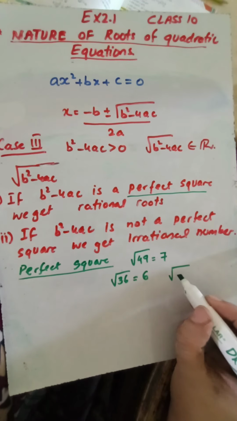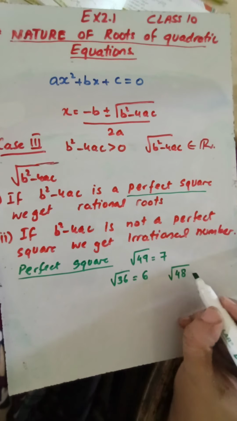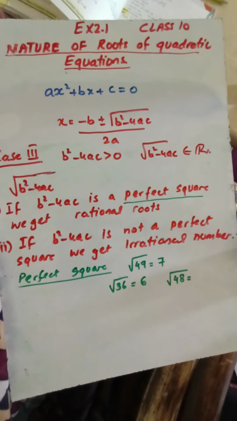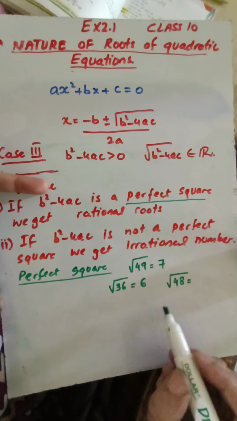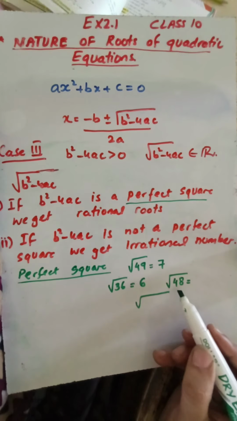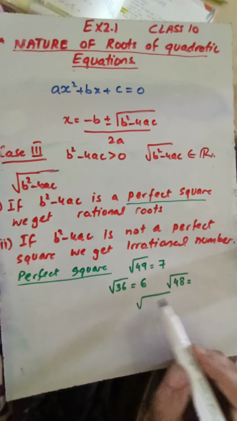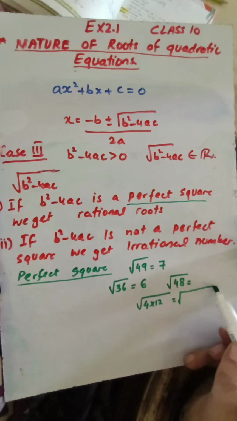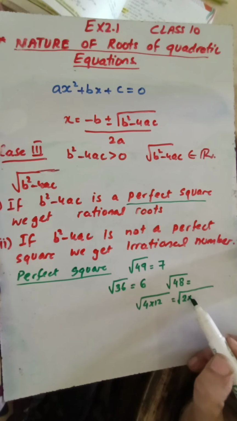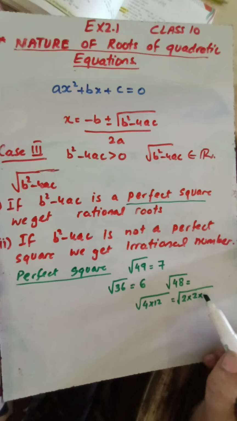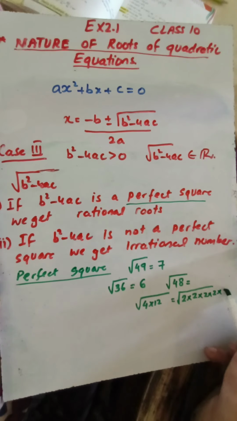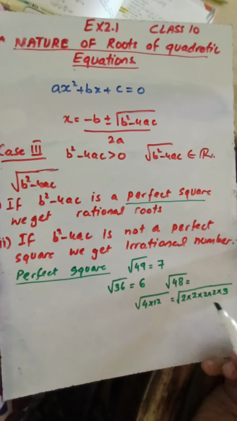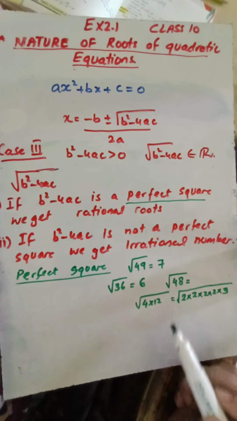But root 48, if you find its square root, will not be a whole number. Let me find it for you. If I find its prime factorization to find its root, what do we have? 48 is 4 into 12, so the prime factorization will be 2 into 2 into 2 into 2 into 3. This is the prime factorization of 48.